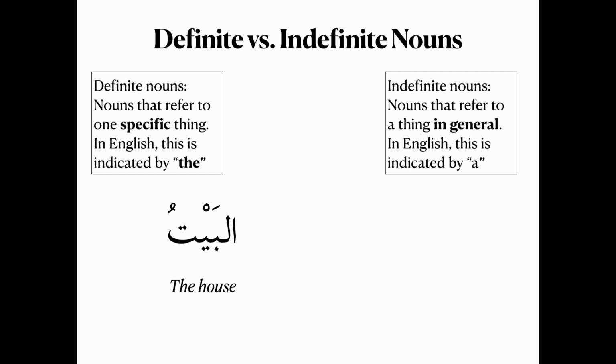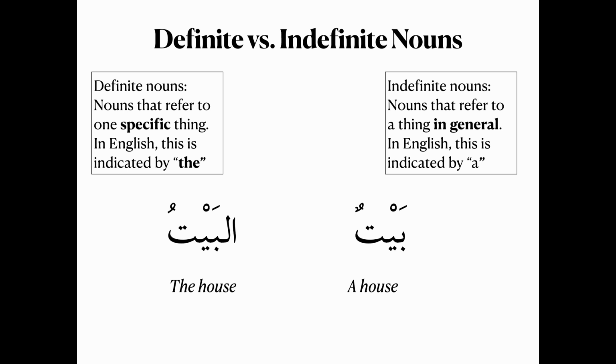Indefinite nouns are nouns that refer to a thing in general. So it could be anything, just as long as it's that thing itself. In English, this is indicated by the article a. So we have the and a. And so a house would be baytun. So we have baytun, a house, and el baytu, the house.